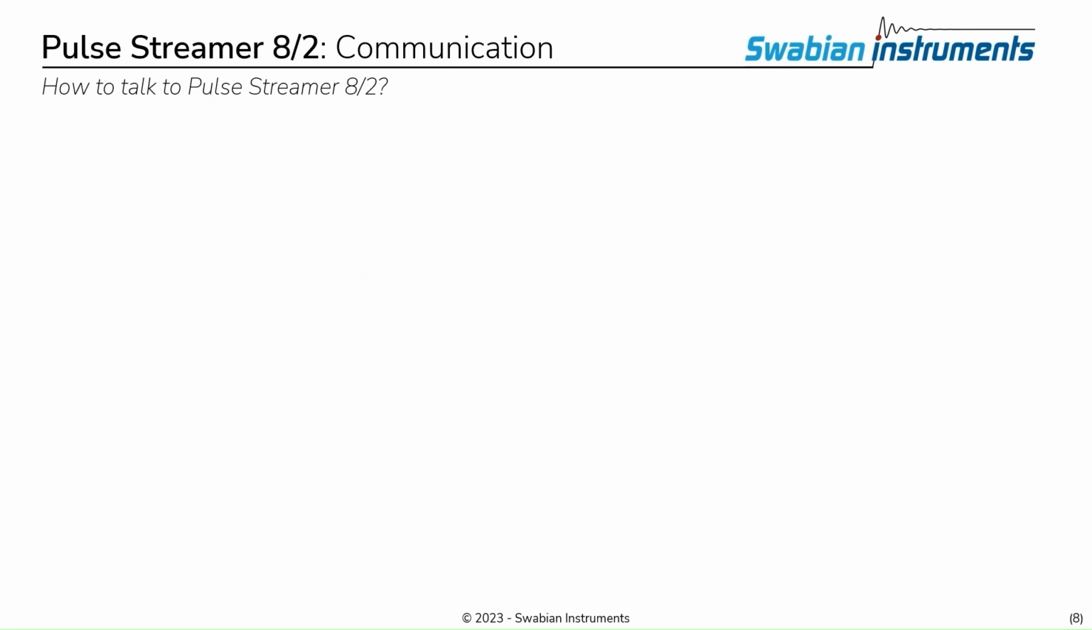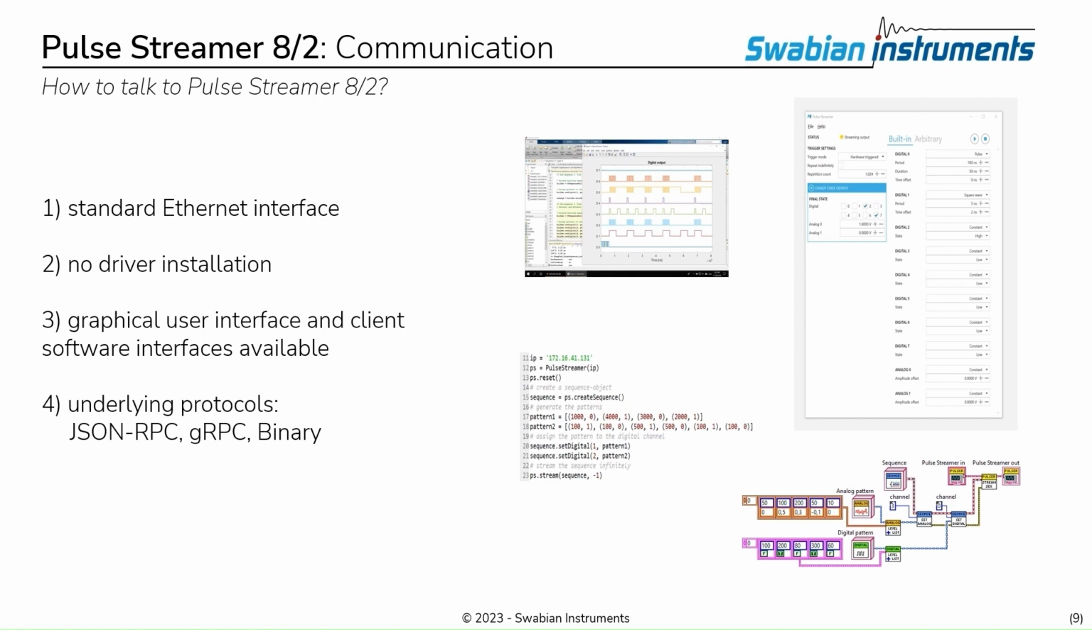How do you communicate with the Pulse Streamer? You can talk to the Pulse Streamer via Ethernet, so you can set it up anywhere in the lab and use it from anywhere. No driver installation is needed, and for controlling the device, you can use our graphical user interface or your favorite programming language, as long as it is one of Python, MATLAB, or LabVIEW.